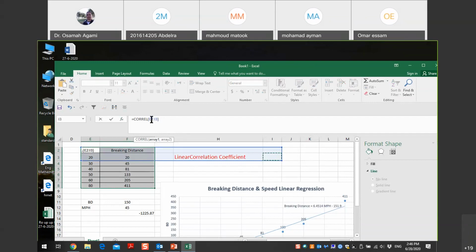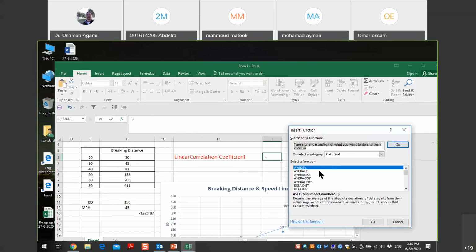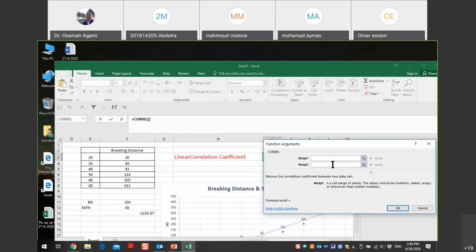You should shade the x-axis first then the y-axis. Yes, this is the point here. I'll go again for the function, press equal. I go for the function. The correlation is already used, right? So if I go for the recent, I have the correlation. Correlation. Look at this one. You have two arrays, right? One for the x-axis and one for the y-axis.